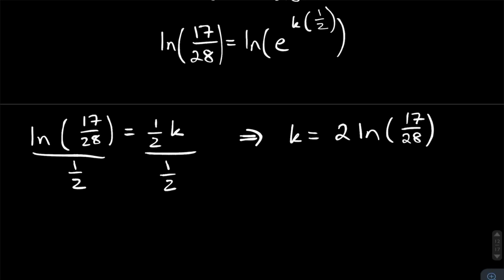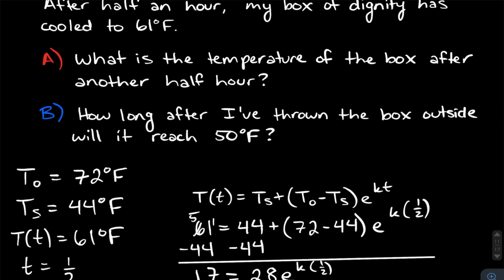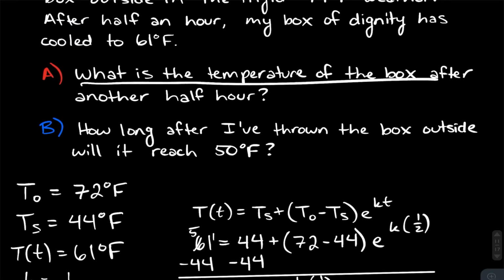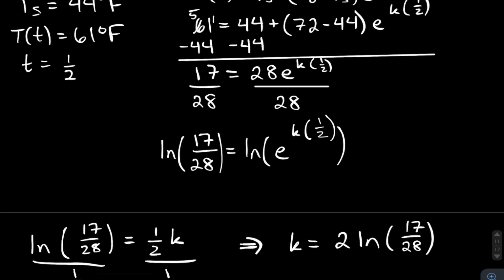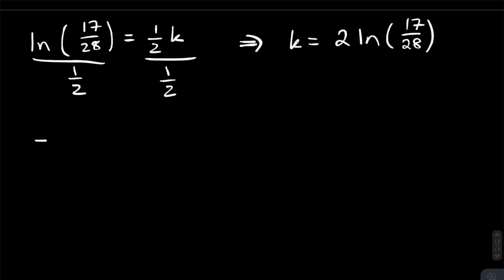Awesome. So now that we have k, we can actually do the real problem. The real problem is finding the temperature of the box after another half an hour. So we're trying to find T of t. Well, actually T of 1, the temperature after 1 hour.